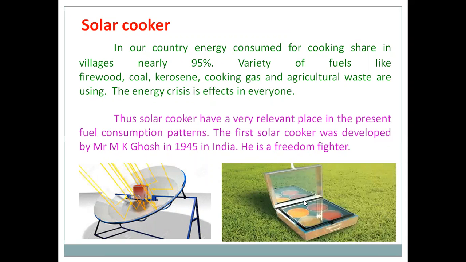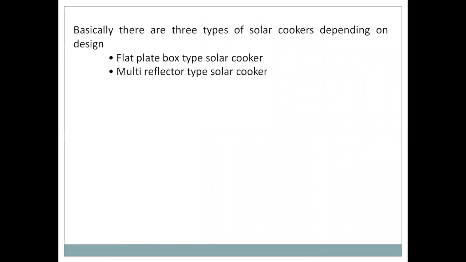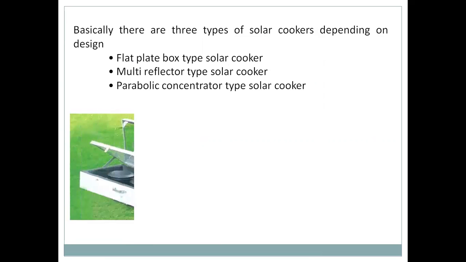This is another type of solar cooker, a box type solar cooker, in which the cooking material is kept inside the box. Due to the solar radiation, after some time the food is cooked and ready. Basically, we have three types of solar cookers depending on the design: the flat plate box type, the multi-reflector type, and the parabolic concentrator type. One by one, we will discuss these.